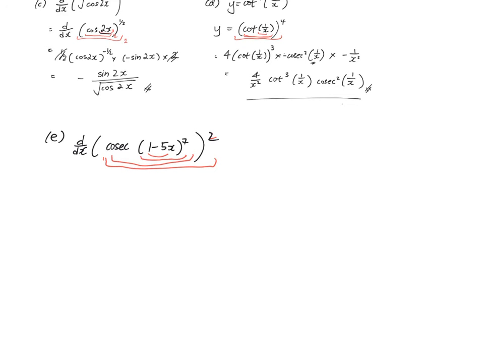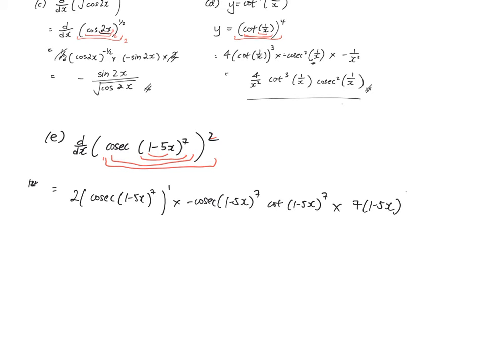Differentiating the first layer, power goes in front, power drops by 1. Differentiating the second layer, differentiating cosecant gives me minus cosecant cotangent. Differentiating the next layer gives me 7, 1 minus 5x to the power of 6. And differentiating the last layer gives me negative 5.